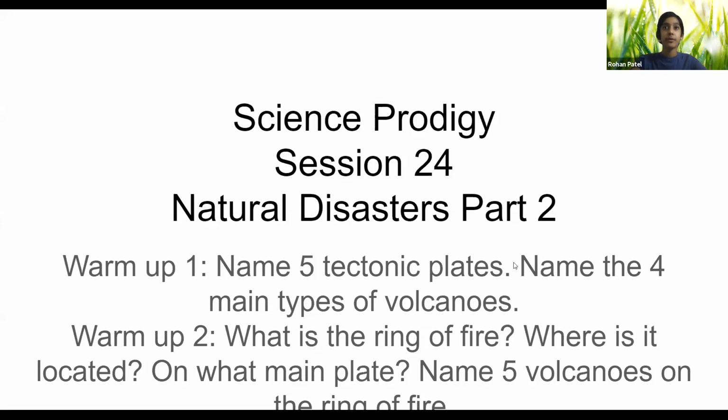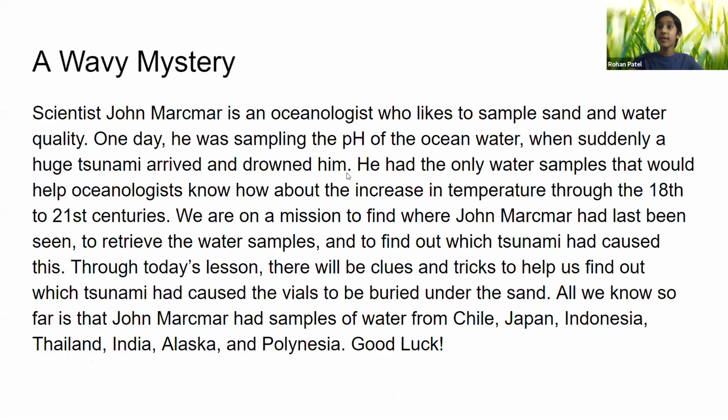Natural disasters, part 2. Okay, so today we have a mystery, a wavy mystery. Scientist John Markmer is an oceanologist who likes to sample sand and water quality. One day he was sampling the pH of ocean water when suddenly a huge tsunami arrived and drowned him. He had the only water samples that would help oceanologists know about the increase in temperature through the 18th to 21st century. We are on a mission to find where John Markmer had last been seen, to retrieve the water samples, and to find out which tsunami had caused this.